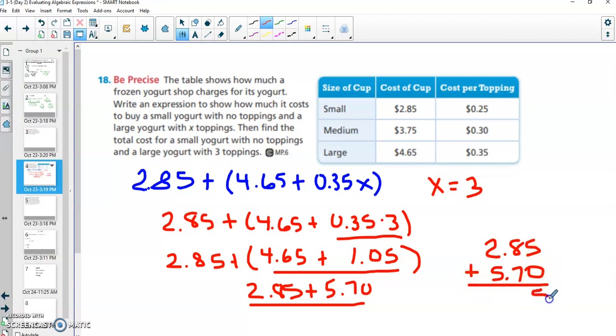5 plus 0 is 5. 8 plus 7 is 15. Bring my decimal down. 2 plus 1 is 3, plus 5 is 8. So it looks like my total cost is going to be $8.55. And since I'm talking about money, probably a good idea to go ahead and put the dollar sign. $8.55.